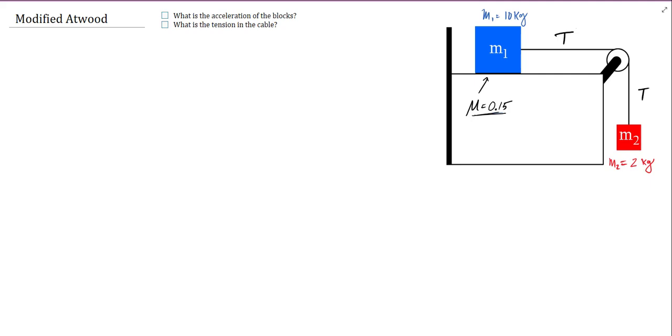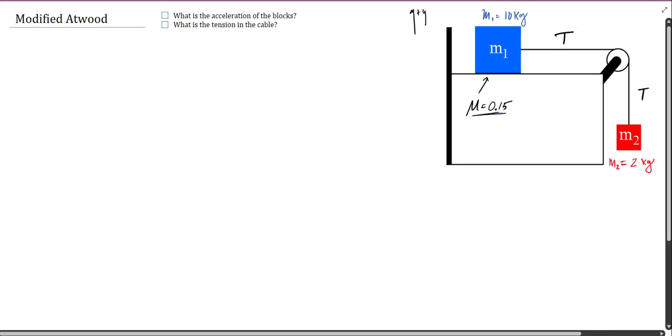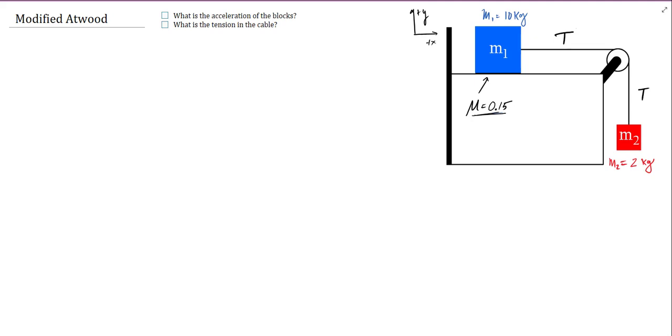Now we have to be careful on one little spot before we start working on this. Otherwise, we could run into some trouble. We just want to make sure that the direction of the acceleration for each of our objects is going to be positive. Otherwise, we could run into trouble with signs a little bit later. So for my blue object, I'm going to call up the positive y, and I'm going to call right the positive x. For my red object, I'm going to call down positive y.